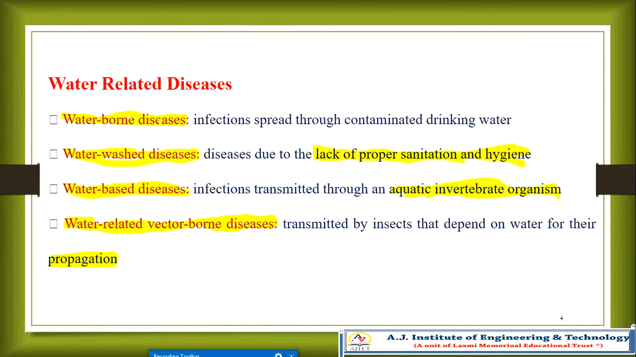For waterborne diseases, we can take examples like cholera and typhoid. For water washed diseases, you can take viral infections like flu. Water-based diseases are transmitted through aquatic invertebrate organisms, and for water-related vector-borne diseases, a very good example is malaria. So this is about this slide on water-related diseases.